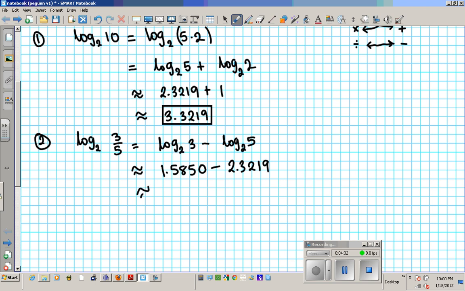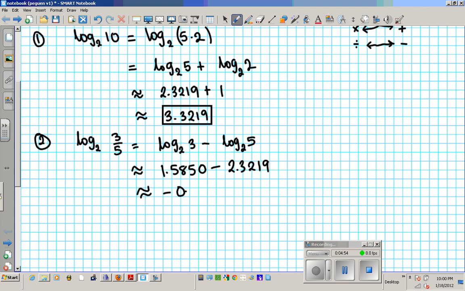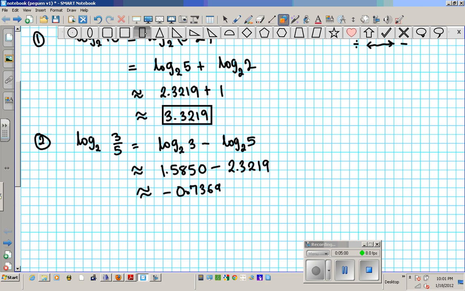And we can use a calculator to help us with this. There you have it, 1.5850 minus 2.3219, and the answer is negative 0.7369. Alright, that's your final result.